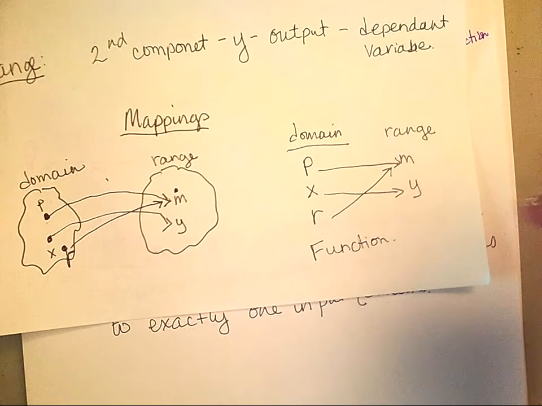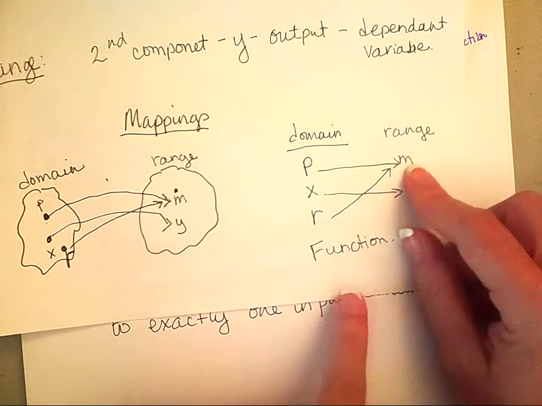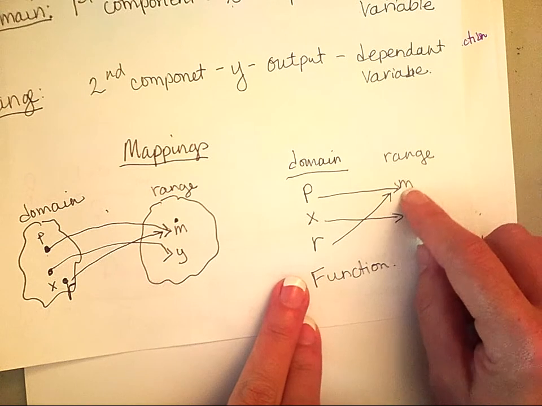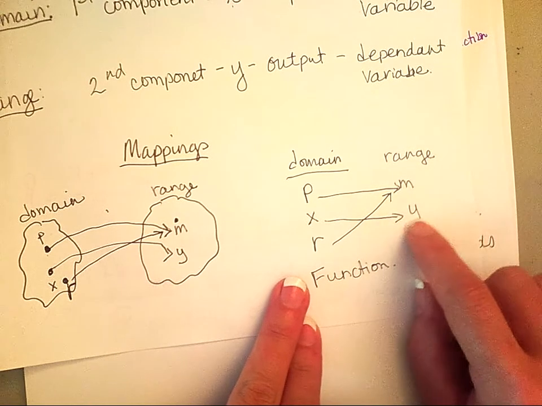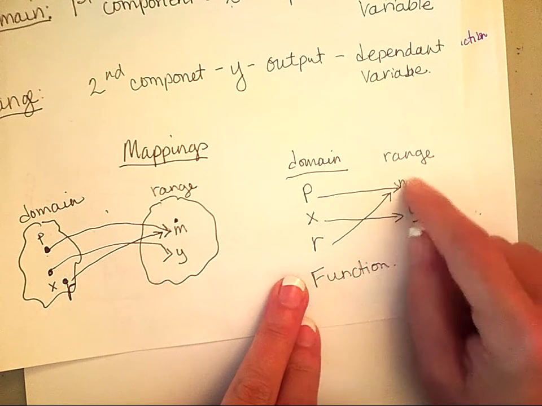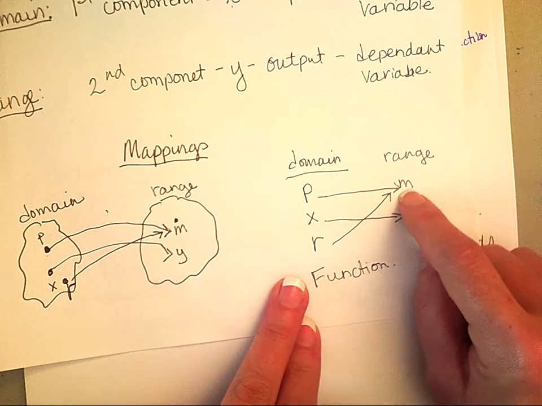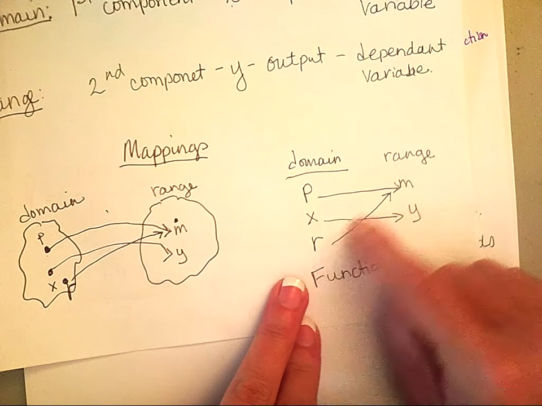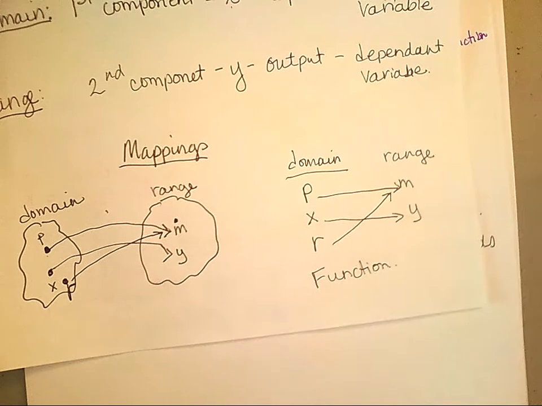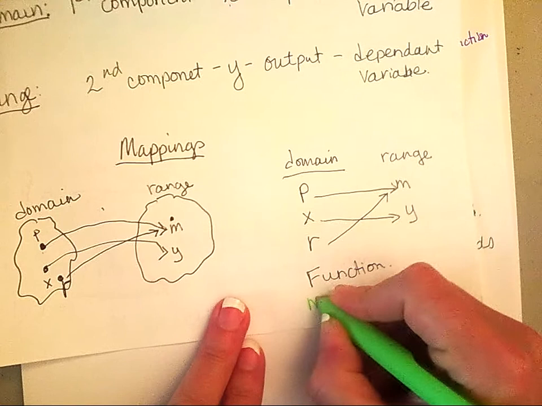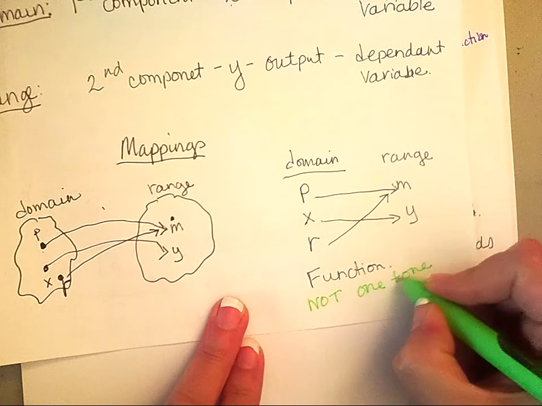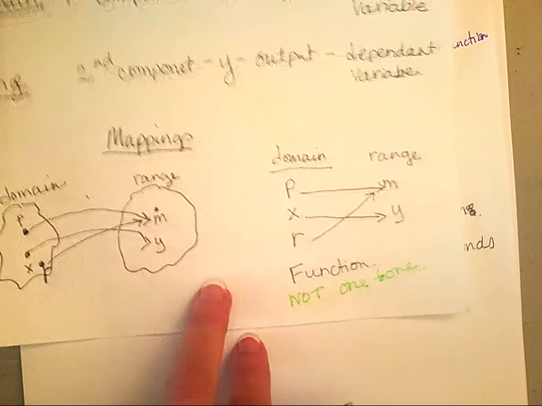Now the other one we'd said was a function was here. So I start with the range. Let's start with Y. It's very clear that if I'm at Y, I came from X. But with M, I'm not so sure. Did I start with R, or did I start with P? This is not clear. So this is not one-to-one.